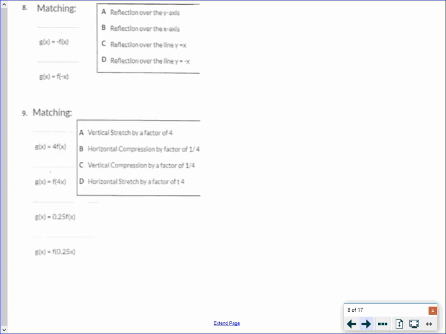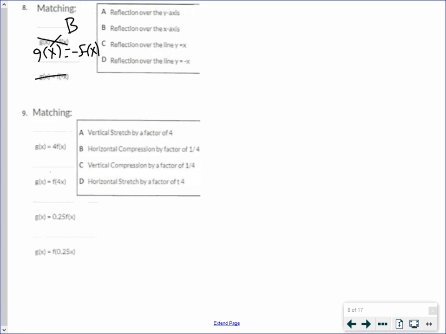Now we have some matching. So g of x equals negative f of x. Let me go ahead and rewrite this, it's kind of hard to see. This should say g of x equals negative f of x. In this case, we're reflecting over the x-axis, so this will be b.